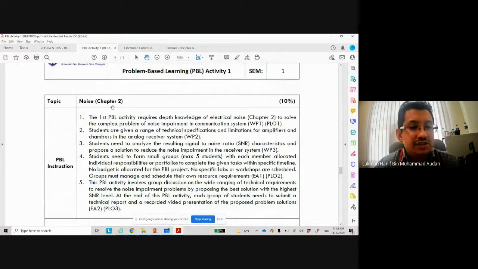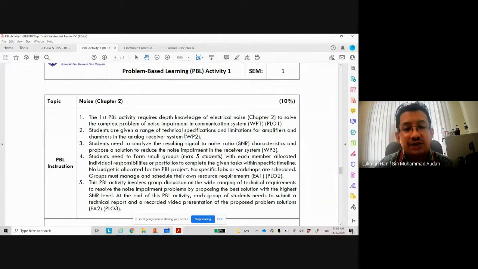Okay, PBL instruction. The first PBL activity requires in-depth knowledge of electrical noise to solve the complex problem of noise impairment in the communication system. So you will be given a problem related to the noise impairment, and you need to come up with suggestions to solve the issues. Students are given a range of technical specifications and limitations for amplifiers and filters in the analog receiver system. So this WP is a complex engineering problem, level 2.